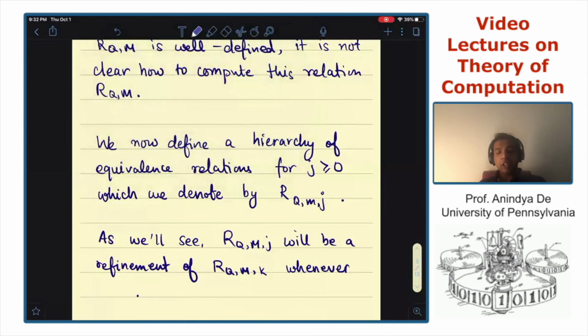As we'll see, the reason we are calling this sequence of equivalence relations a hierarchy is that whenever j is greater than or equal to k, the equivalence relation R_{Q,M,j} will be a refinement of R_{Q,M,k}. So as you go higher and higher up in the hierarchy, the equivalence relations will refine each other. There will be successive refinements.